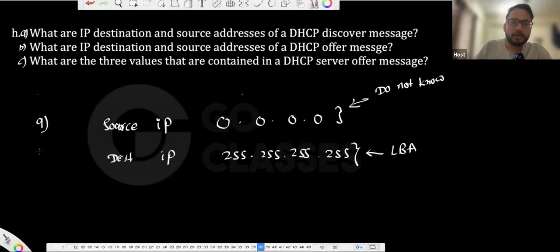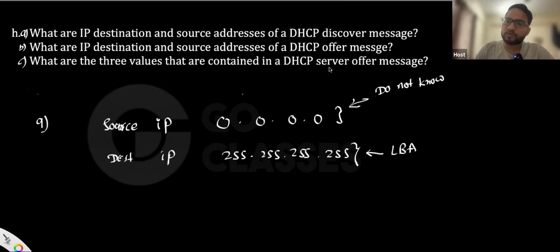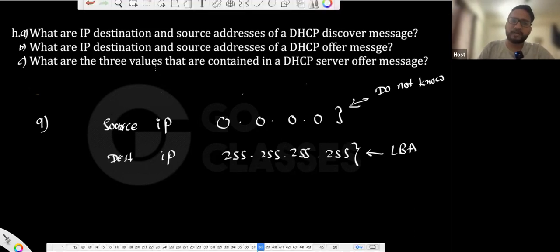Now let's go to the second question. What are the IP destination and source address of the DHCP offer message? What is the offer message? The second packet, which says that I can offer you. In that case, what are the IP destination and source address? If someone is saying I can offer you, has it actually offered you yet?